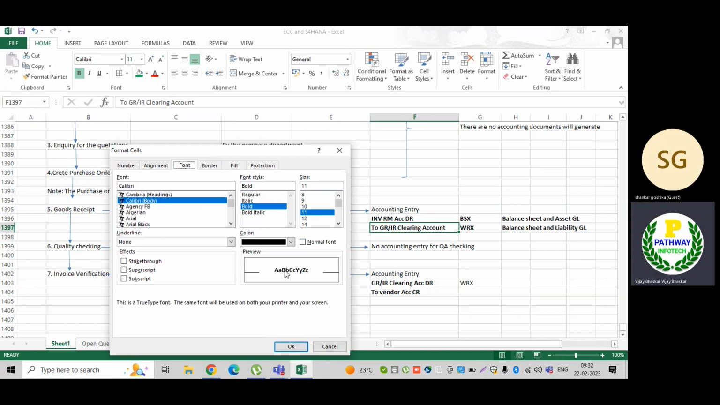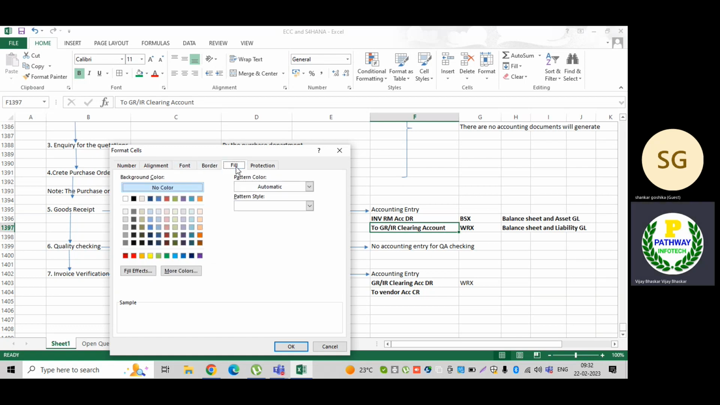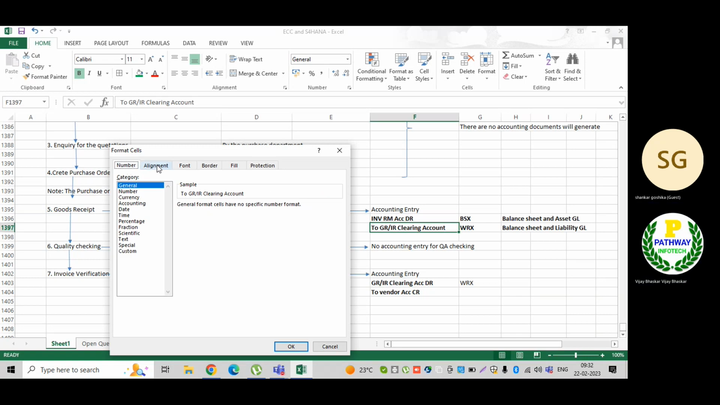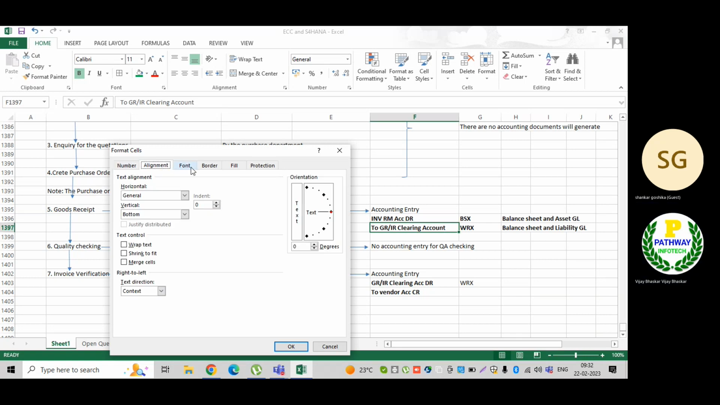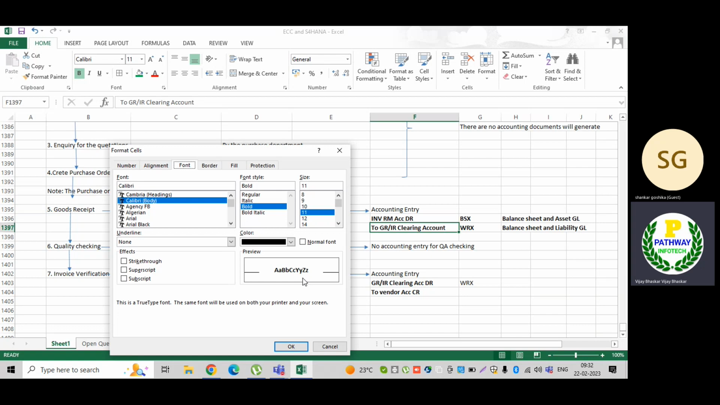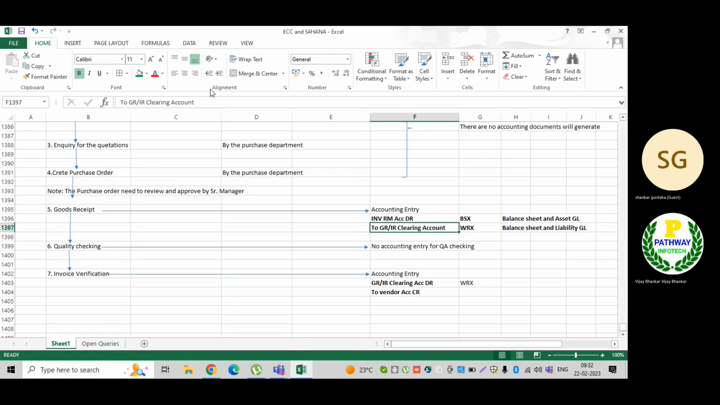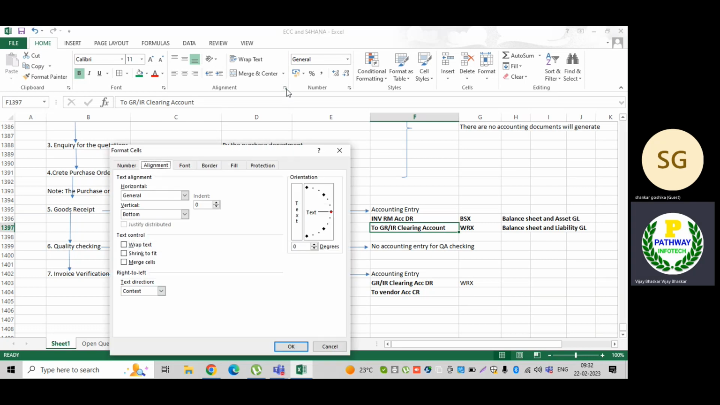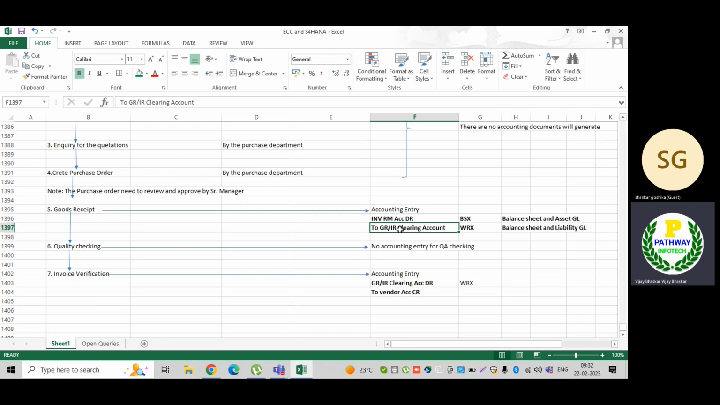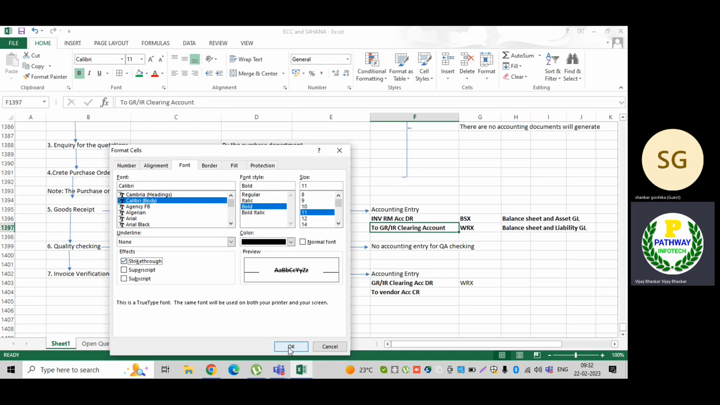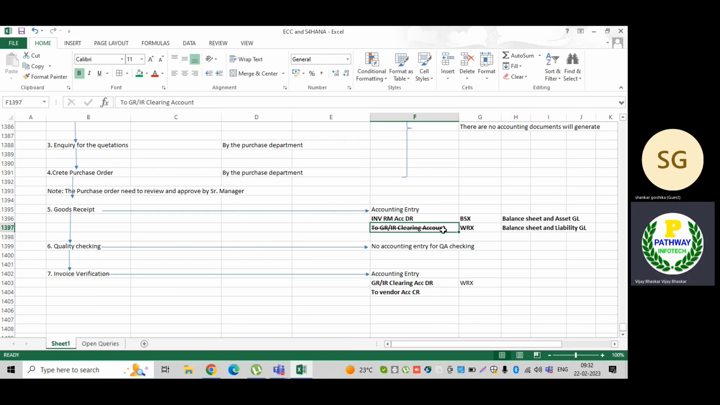Now let me go to borders, alignment. It is not working. Yeah, then let me select strike through.